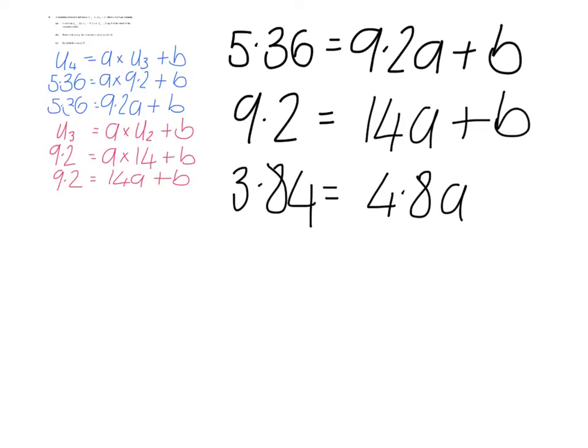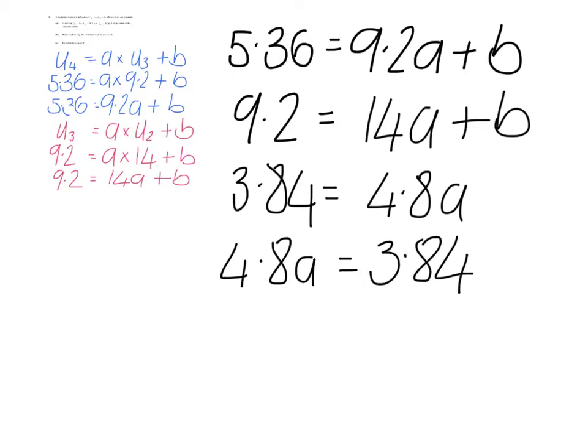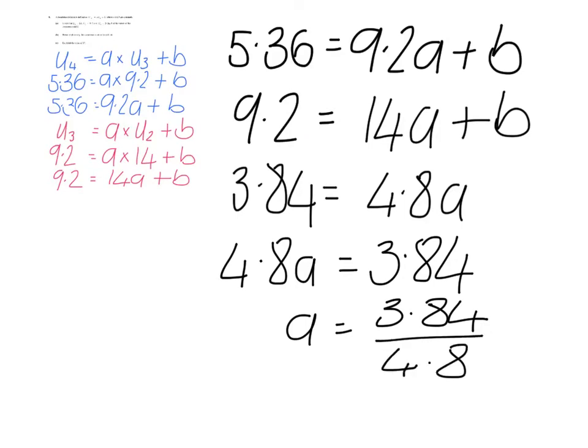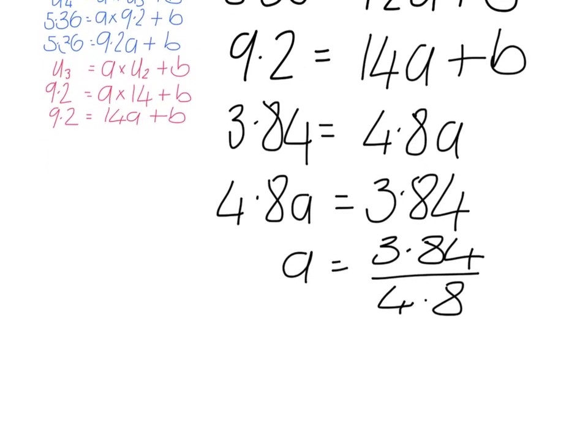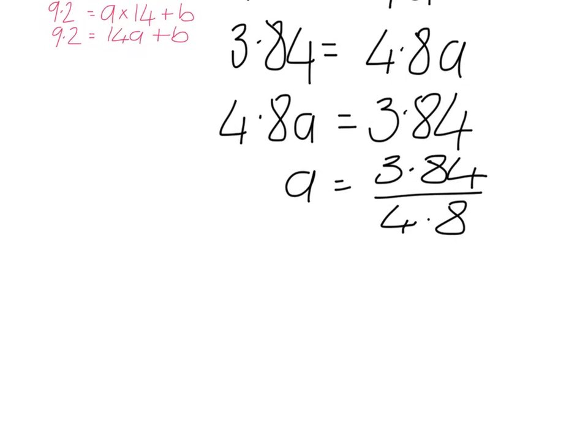So we'll just write that the other way around to begin with. 4.8a equals 3.84, which means that a equals 3.84 divided by 4.8, and 3.84 divided by 4.8 is 0.8. So a equals 0.8.